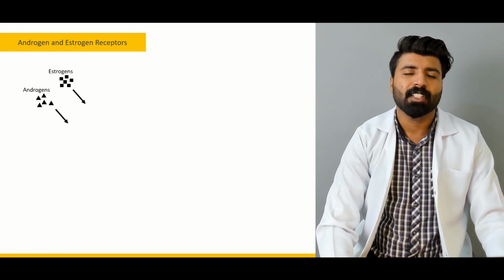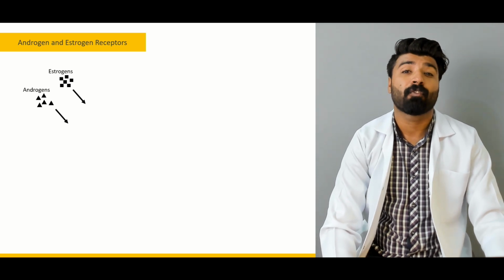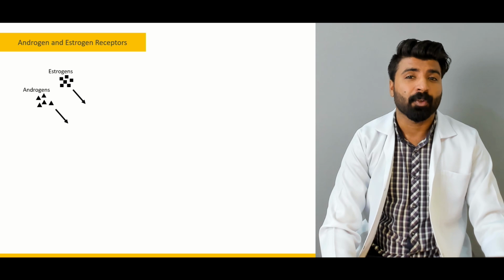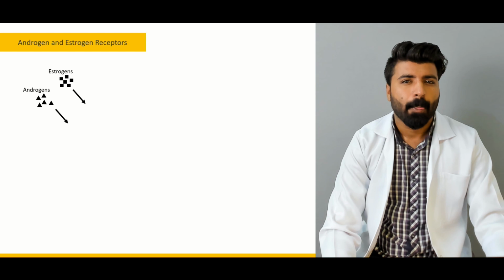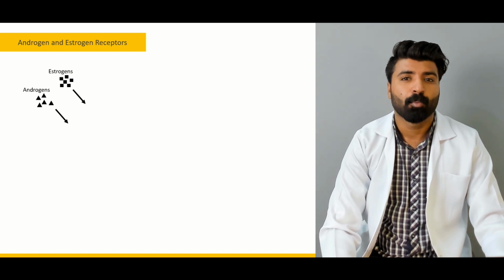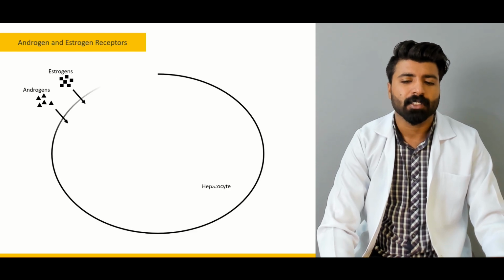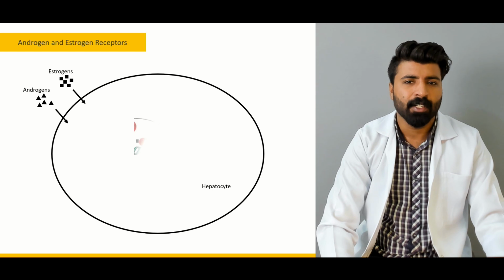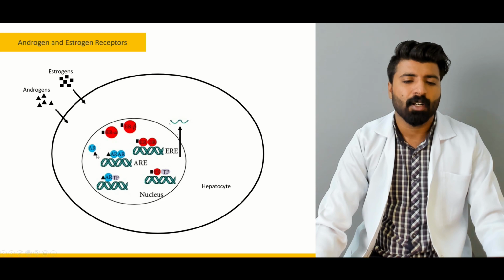Next on we have androgens and estrogen receptors. We talked about androgens and estrogen receptors. We talked about what androgen and estrogen will be binding to. They will be binding to androgen and estrogen receptors which are present on the nucleus. Mostly. In some cases maybe cytoplasm, but mostly it gets to the nucleus. So this is, for example, a hepatocyte. This is the nucleus, it reaches its level, it gets to the nucleus, and then what happens? This is androgen, this is estrogen.